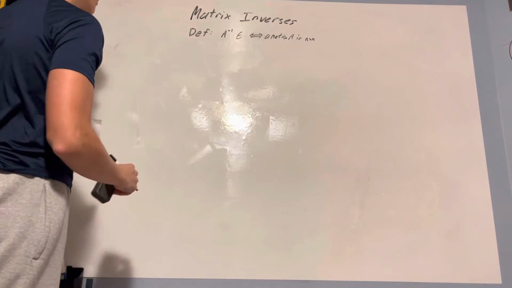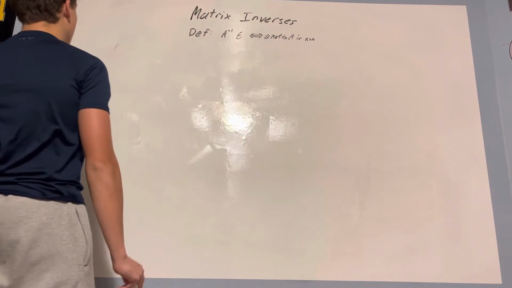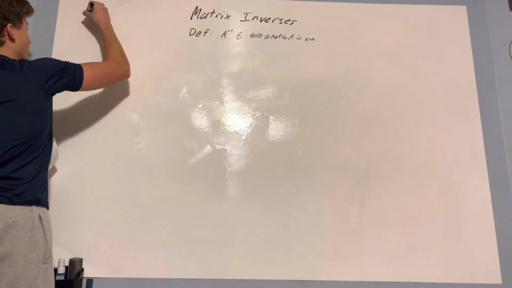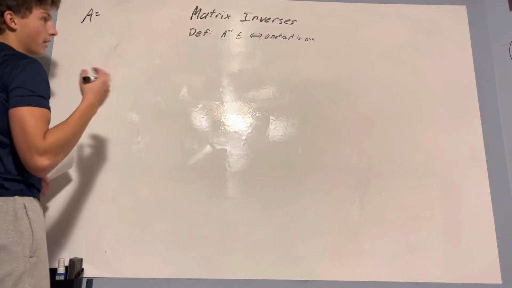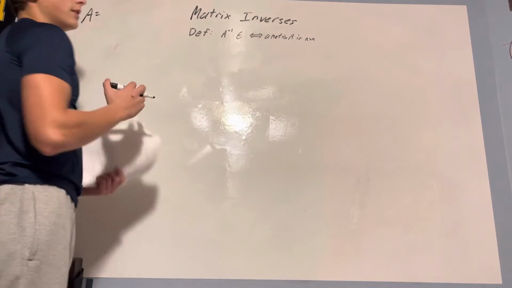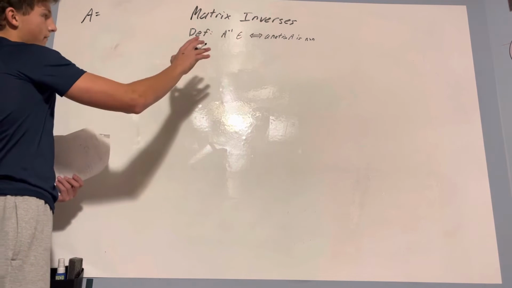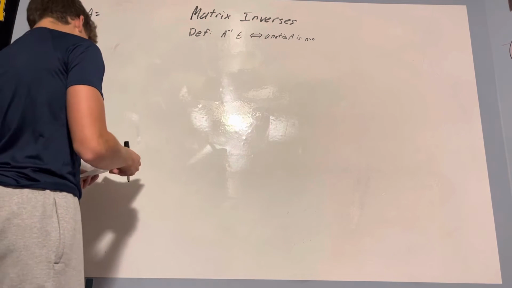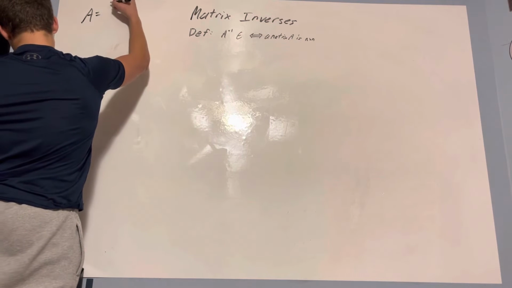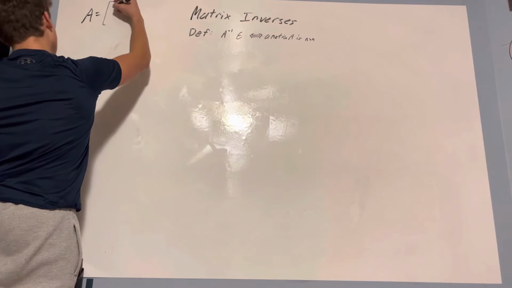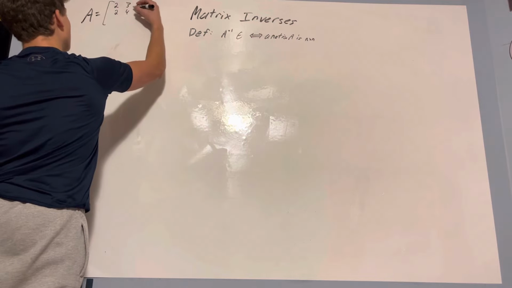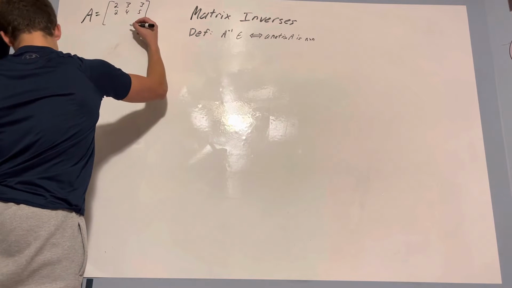Okay, so we have that definition there, and this might take a little bit of room. I'm going to define what A is over here. We're going to do an example of a 3 by 3 case, but the method we're using to find the inverse matrix will generalize to any n by n matrix, any square matrix. So we're going to have A be 2, 3, 3, 2, 4, 5, 1, 1, 2.